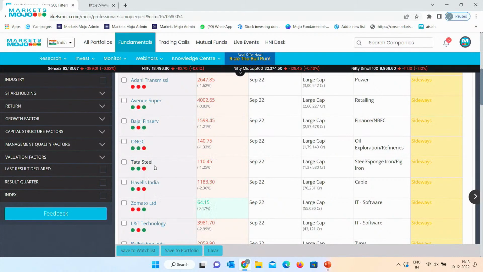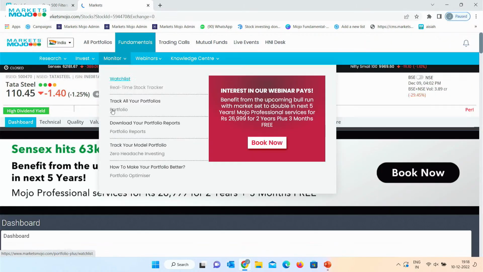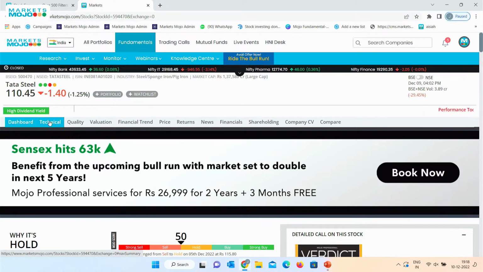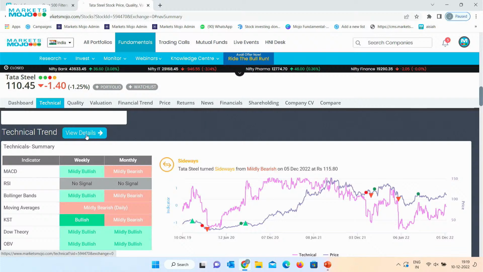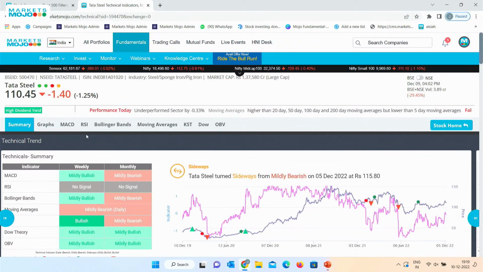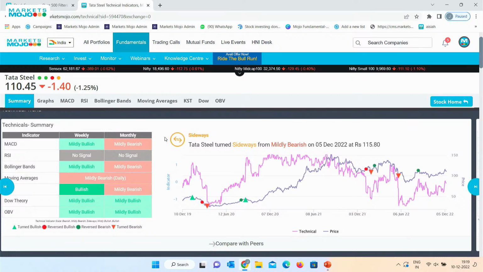You can click on any particular company and open it in a new tab. So what is sideways? You have to go to the technical dot over here and understand. Let's dive deeper. So let's go to view details. Now, how is this sideways calculated? We look at weekly and monthly across 7 different indicators: MACD, RSI, Bollinger Bands, moving averages, and so forth. Here we said that the company has turned sideways from mildly bearish.